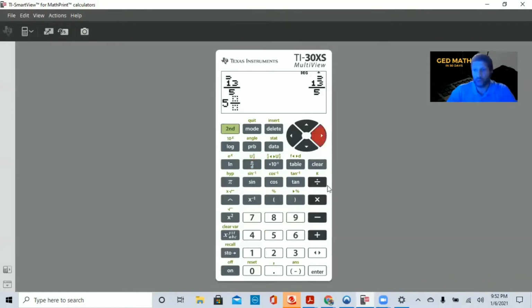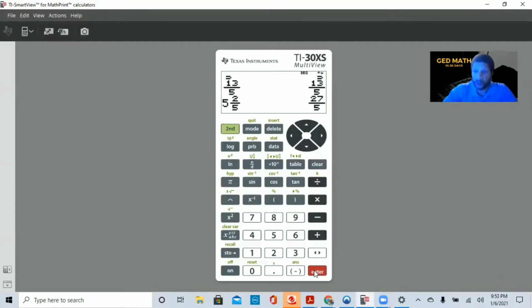We're going to hit our right arrow to go to the numerator, and then put our numerator in. We hit the down arrow to go to the denominator, and then our right arrow to get out of the fraction and press enter. If you notice, the calculator automatically changes that mixed number into an improper fraction. So that's how you insert a proper fraction, an improper fraction, and a mixed number.